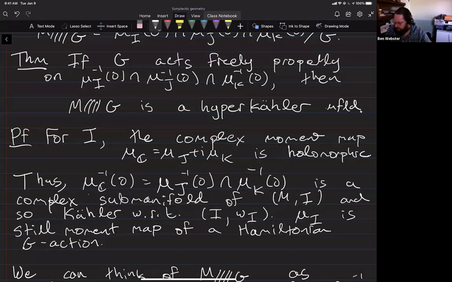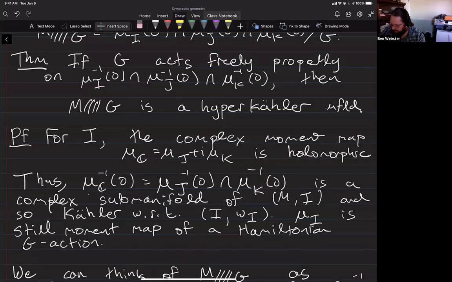is this observation we had before, that if I'm thinking in the complex structure I, I can take the other two moment maps. So I have I and I have mu I and omega I, and that just behaves like the usual Kähler world. And if I treat that as my standard complex structure, then mu j plus I mu k is the moment map for the complex symplectic form.